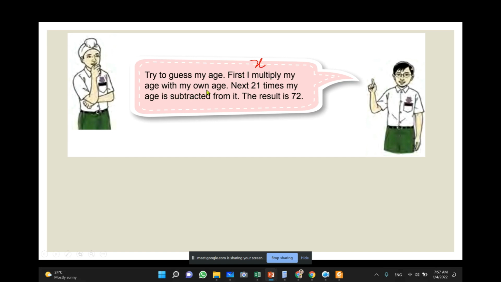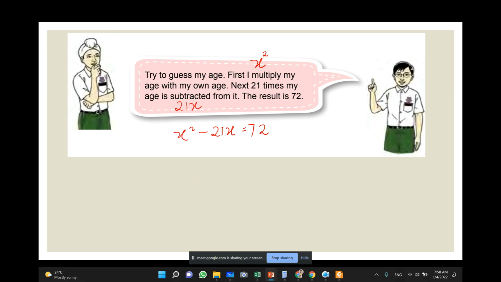So for example, if we apply it as the value of x here, first I multiply my age with my own age. If we multiply his age with his own age, that would be x times x. So it becomes x squared. And next, 21 times my age is subtracted from it. So this line, 21 times my age, it will be 21x. So you have to come up with your own term on how to represent this. And the result is 72. The result means the equation. So it will be like this: x squared subtracted 21x equal to 72. And we solve this to get the result of his age.